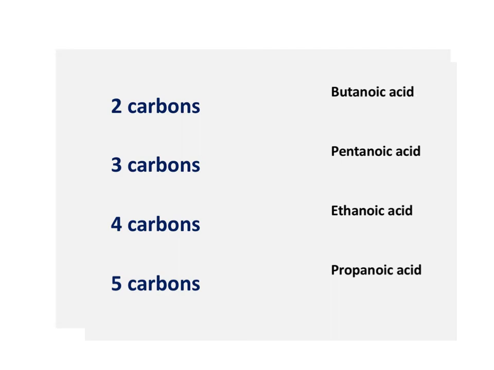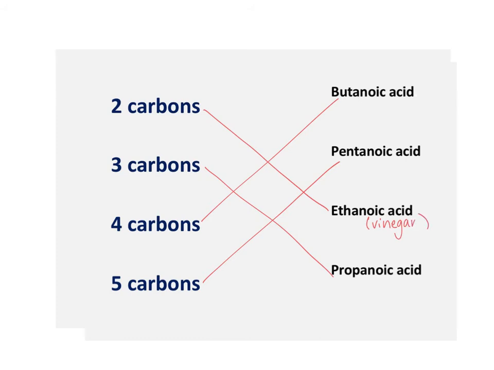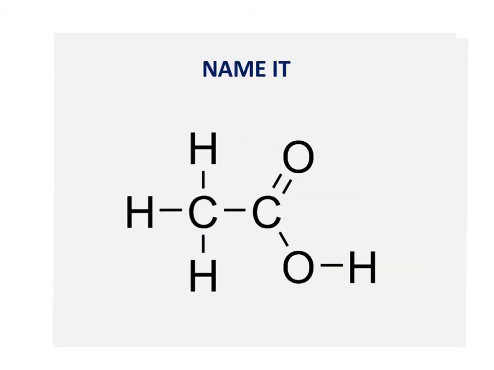So pause and then play again when you're ready. Hopefully it should have been quite simple. We are just following exactly the same rules that we have used for the entire rest of the lesson. Eth is for 2, so ethanoic acid is our 2 carbons, and that is actually vinegar. Then we've got propanoic acid, 3 carbons, butanoic acid, 4 carbons, and pentanoic acid for 5 carbons, although you're only expected to be able to name up to 4 carbons.